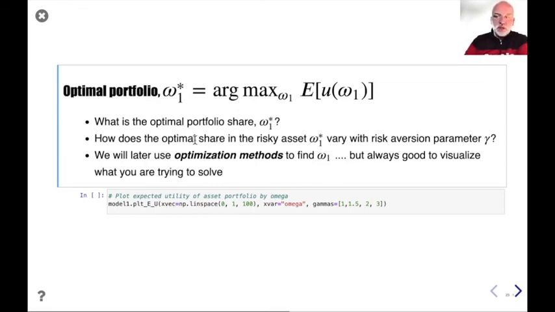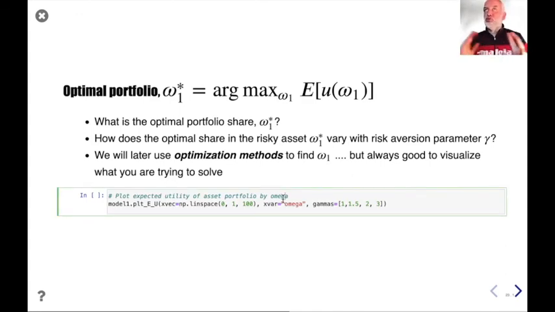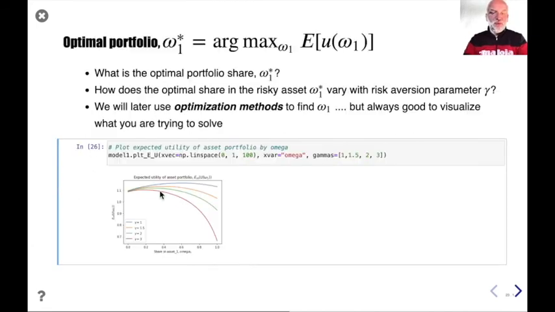So how does this optimal share, how much do I want to invest in risky assets, change as the parameters change? Say, for instance, the risk aversion parameter or the distribution of the asset returns. Okay, so we'll look at a little bit of that first. We'll first just do it graphically, and later we'll use Newton's method to solve this problem. So what you can do is simply plot the expected utility function here.